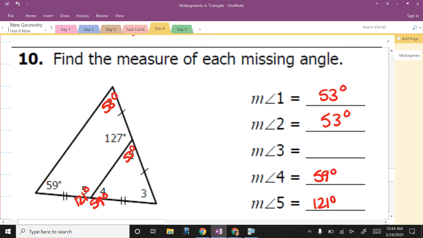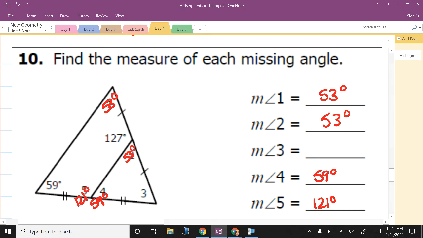How are we going to find the measure of angle 3? Add the angle 4 and angle 2. Yeah, and I actually could have done it with these two angles. I didn't think about it, right? Yeah, I could have, because that makes a triangle as well. But I'm going to add 53 and 59, subtract from 180 to get angle 3. Does that make sense? Triangle sum theorem.